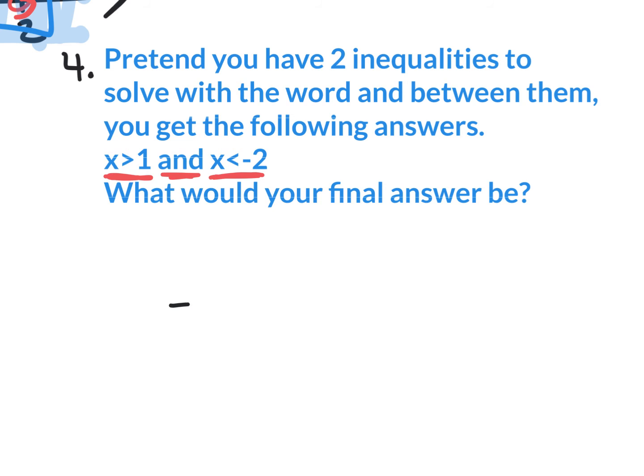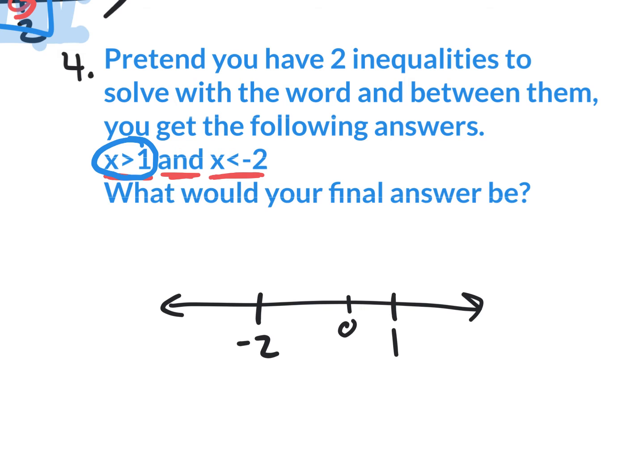So in order to determine what our answer will be, we've got to think about the number line. Let's put the smaller number on the left side, the bigger number on the right side. Obviously, 0 is right here in between. Let's do this one in blue. X is greater than 1, greater than's to the right. And let's do this one in red. X is less than negative 2, that's to the left.